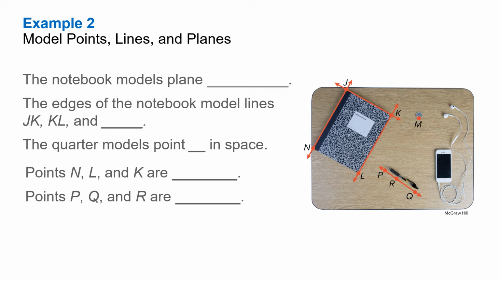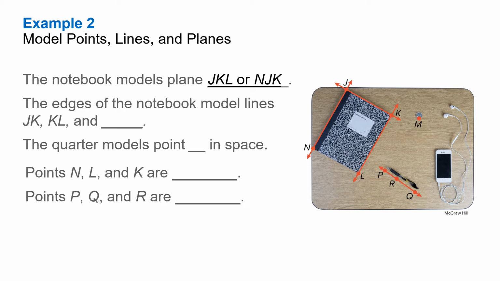The notebook models a plane, and we need 3 non-collinear points. So the options we have are JKL or NJK. The edges of the notebook model lines JK, so that's right here, JK, and KL, this line right here. And we know it's a line because it's got arrows on both sides.